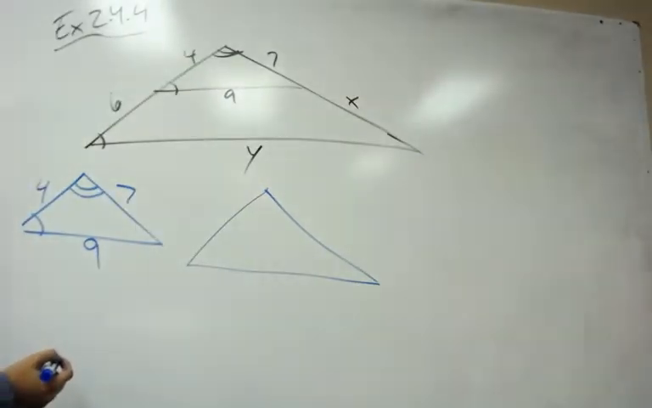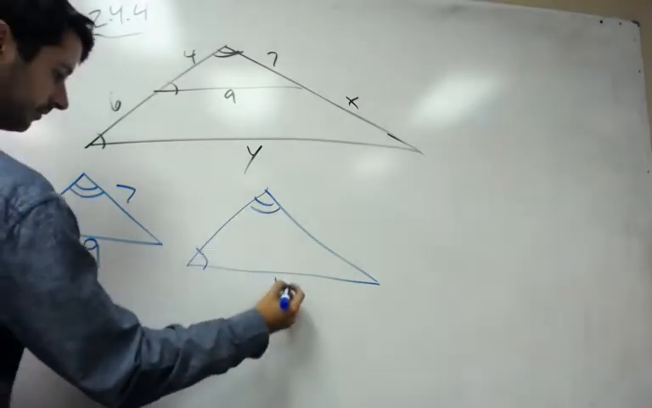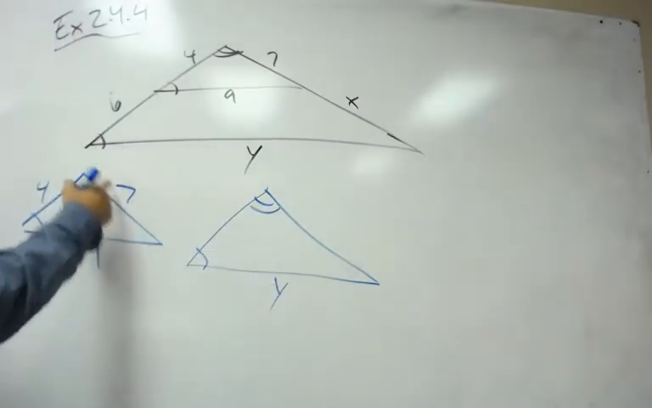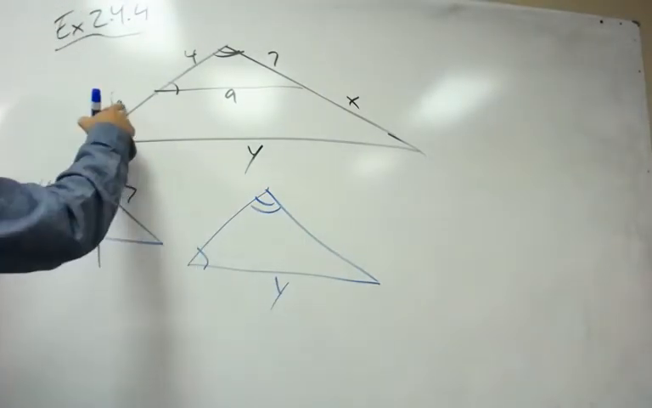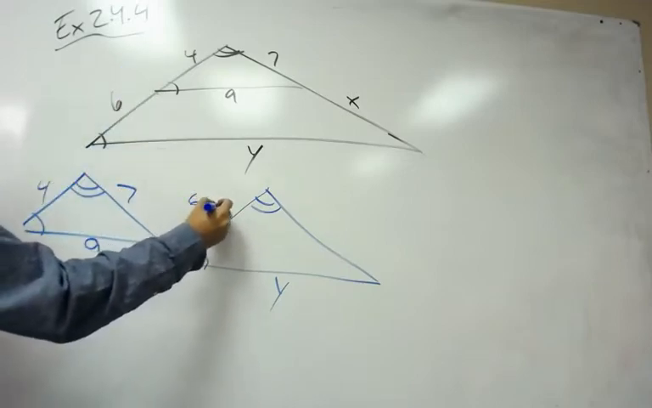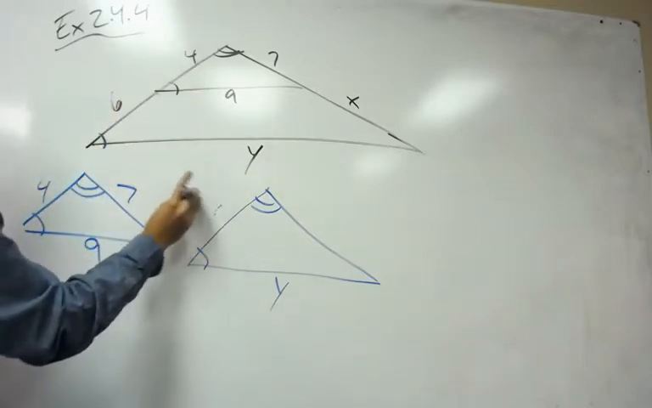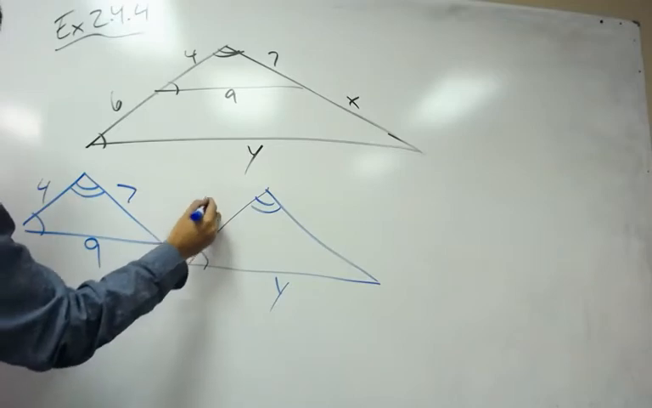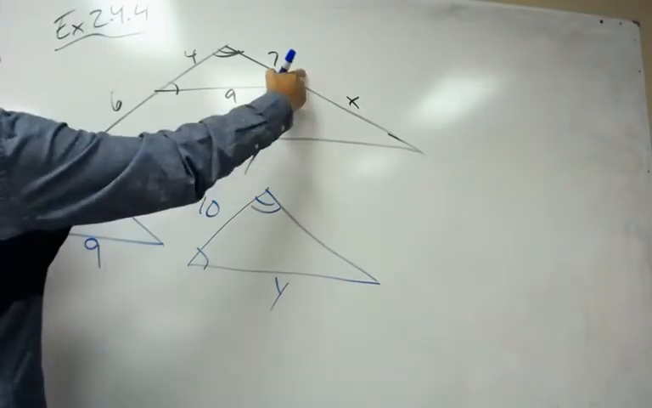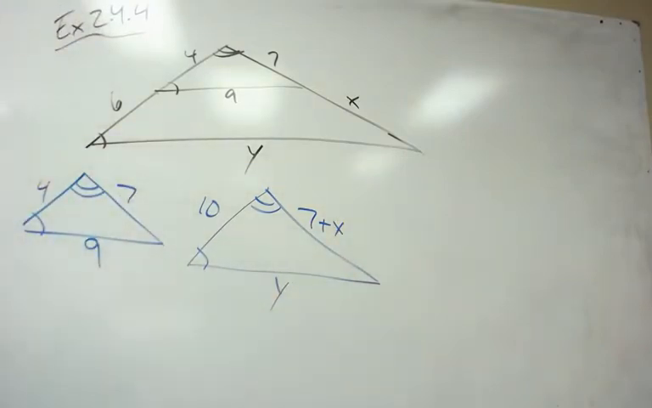Okay, big triangle, the base is y. Now, this side right here is actually 6 plus 4, because it's the full length of the side, so therefore 10. This side is the sum of 7 and x, like so. And so now we can do a ratio and solve.